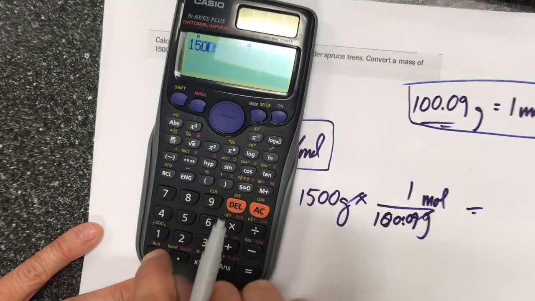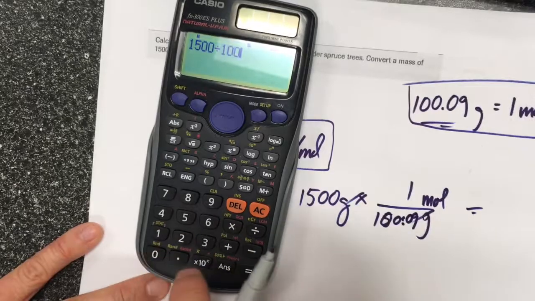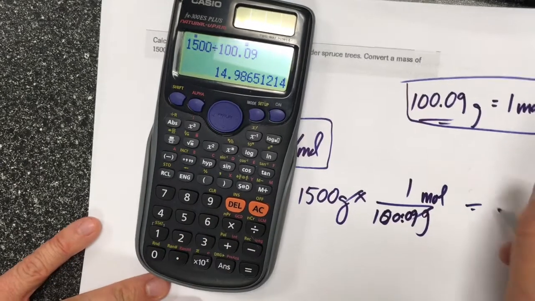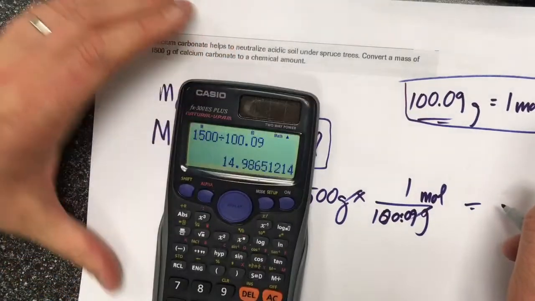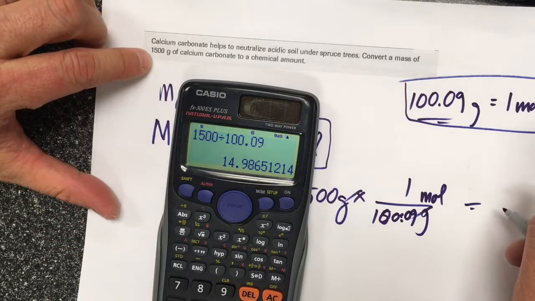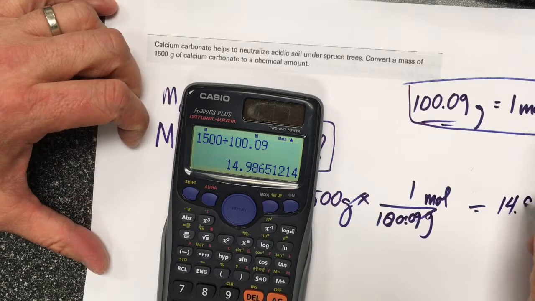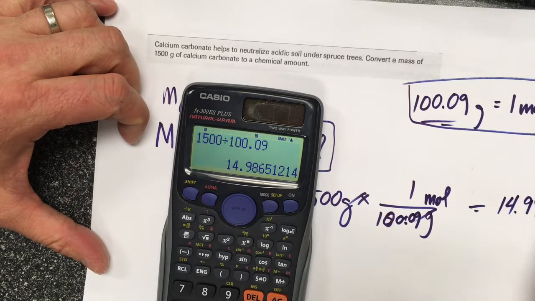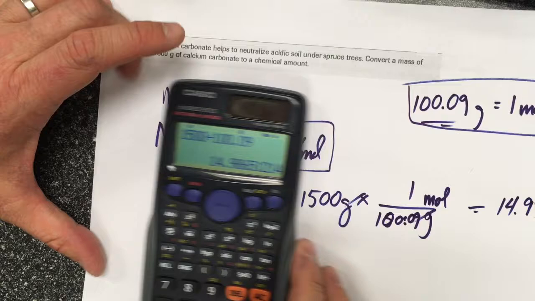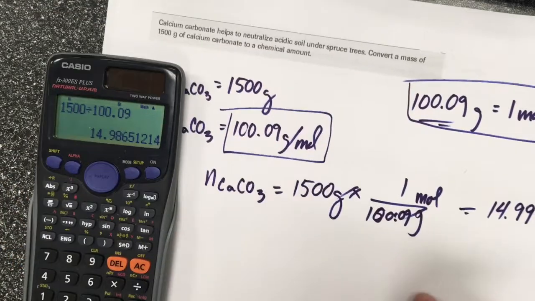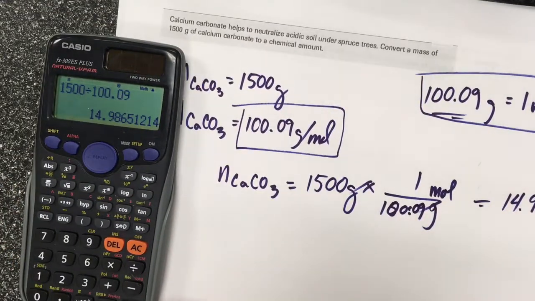So 1,500 divided by 100.09 gives me 14.9865. This has 4 sig digs, so this should realistically have 4 sig digs as well. And it's going to be 14.99 mole of calcium carbonate. That's one way of calculating it.